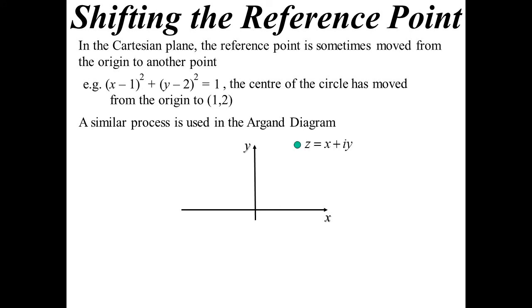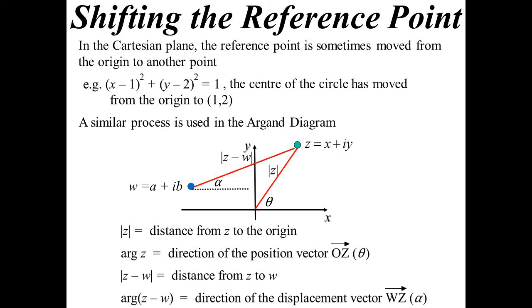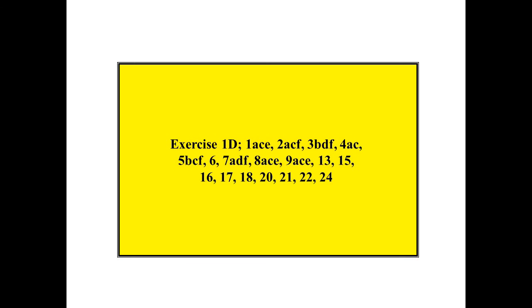There's z, and mod z means the distance from z to the origin. Argument of z, the angle that position vector makes with the x-axis. Well, what about if my reference point's not the origin? It's over here at some other complex number, w, a plus ib. Well, I can still join those two. If I think of it as a vector, the length is head minus tail, so it would be the magnitude of z minus w. The argument would still be the angle it makes with the horizontal. So what I've called alpha there, whatever that horizontal is, that angle would be the argument of that particular vector.